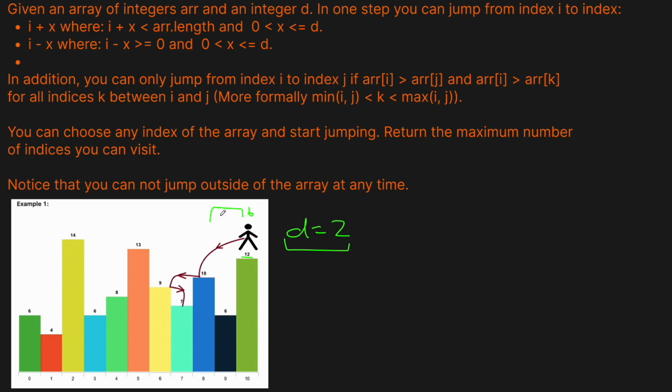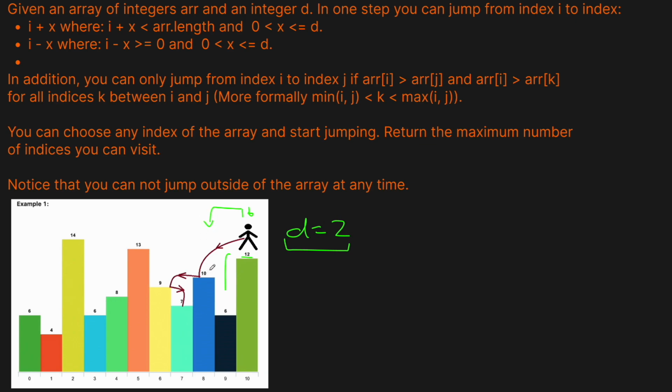So from 12, obviously we can go to 10 or we can go to 6. If we go to 6, we can't really do anything because we can't go back to 12, since index i has to be greater than index j. So we can only jump in this direction, and we can't go up after that. So we have to jump to the 10. That's one hop we can make.